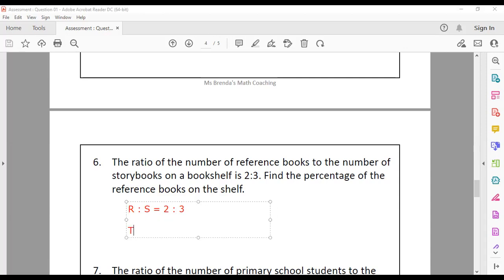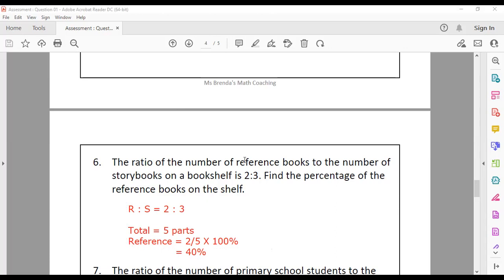Guys, in total, may I know how many parts are there? How many parts of books are there? 5 parts. Do you understand? Now, your reference is how many parts? 2 parts. So it's 2 out of 5. 2 parts out of 5 parts. And then you times 100%. Every time you want to find percentage, we times 100%. 40%. On your calculator, how much? 40%, I think. Done. You see? 40%. Is this difficult? No, not that difficult. Good.